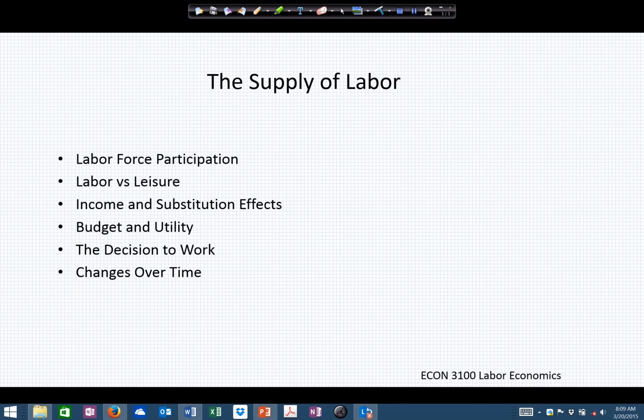In this module, we're going to take a look at the labor-supply relationship, or the supply of labor, and we'll do so by taking a look at the labor force participation, a brief review of what we already considered in one of the earlier modules in this course. We'll look at the labor-leisure relationship. We'll consider the effect of incomes and substitutes. We'll think about budget and utility, much like we would for a consumer optimization relationship.